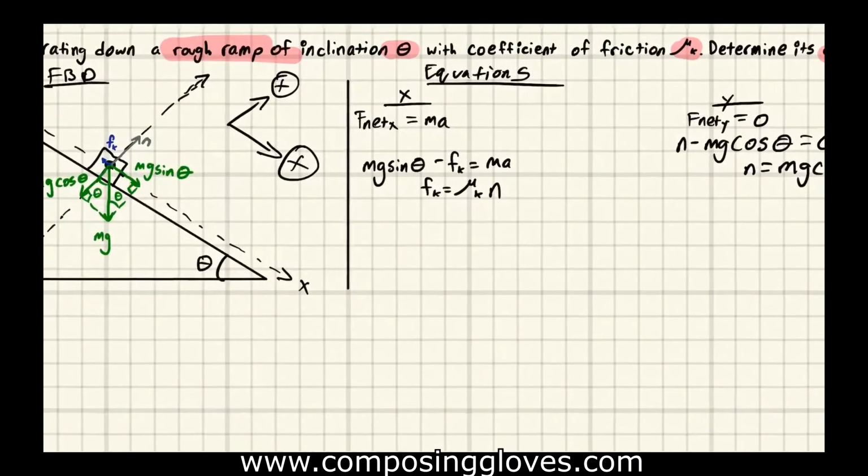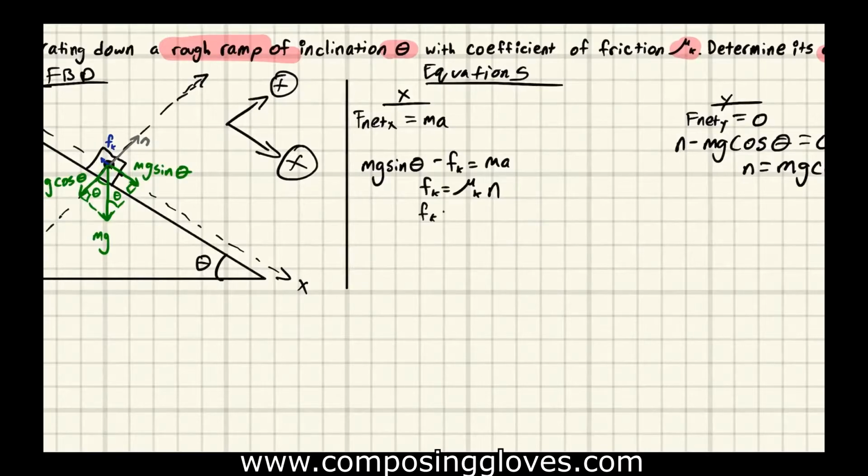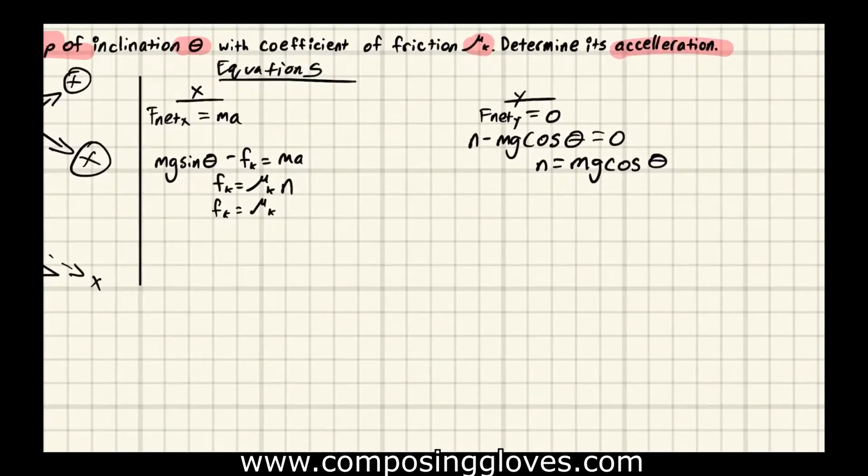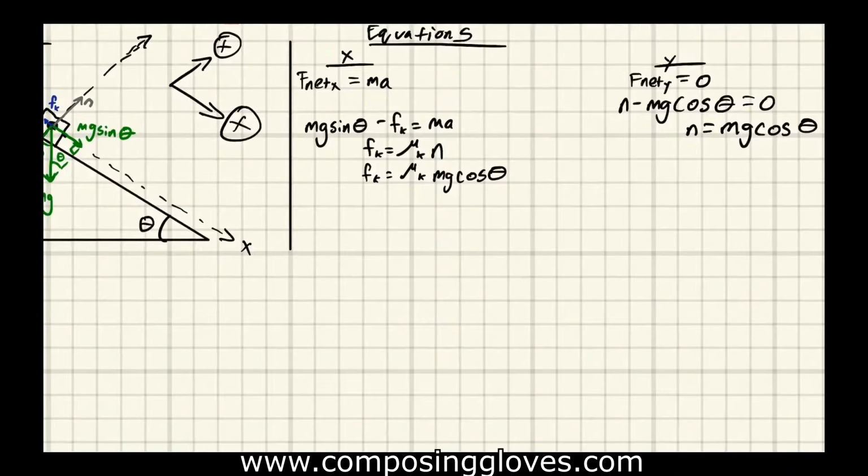And so now we know f sub k is actually mu sub k, which is given, so that's fine. But this is not given, and we just solved for it though. It's mg cosine theta. And theta is given, g is given, and m is given. So this is all good. So now we can continue to solve by going mg sine theta minus mg, mu sub k, because we're subbing in for f sub k, our force of friction. Mu sub k times mg cosine theta is equal to ma.